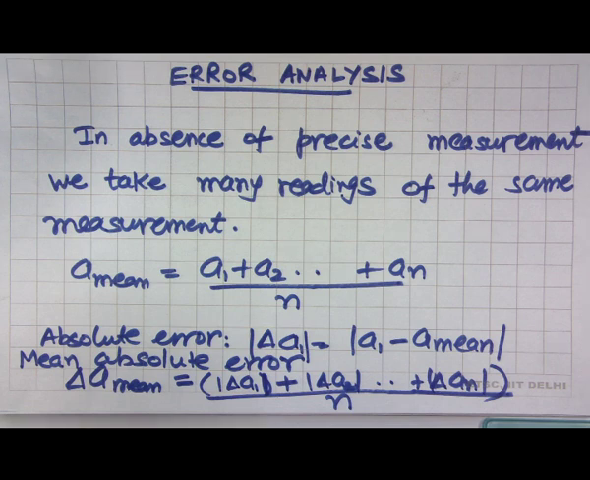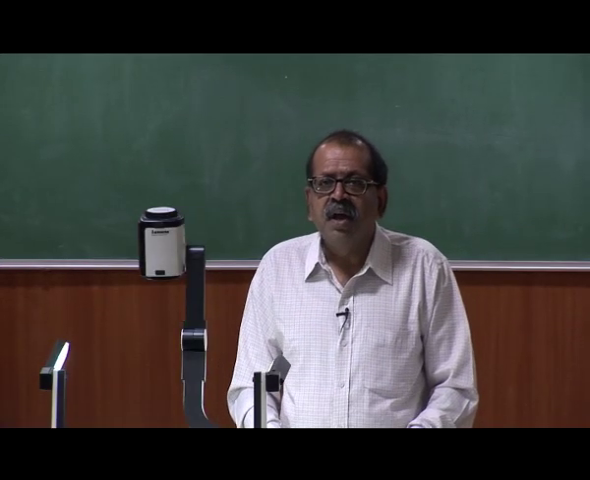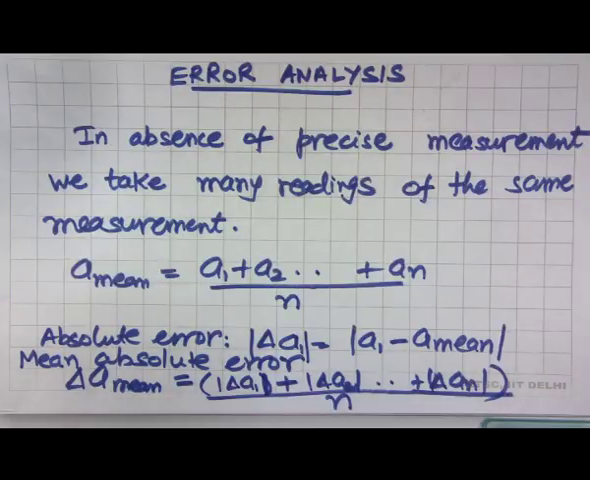In case we do not have the precise measurement known to us, one of the ways we do this is to take many readings of the same measurement and obtain a mean value, which, as we have seen, is equal to the sum of the individual values divided by the total number of observations. Based on this, for each observation we define an absolute error, and when we do this, we assume that the mean value is the precise measurement. So, for example, in reading 1, the absolute error will be A1, the reading, minus the mean, the absolute value of that, which means whether it is plus or minus, we take it as plus.